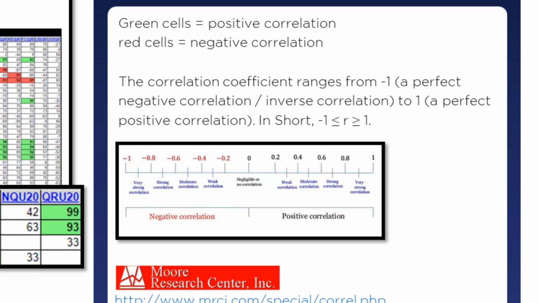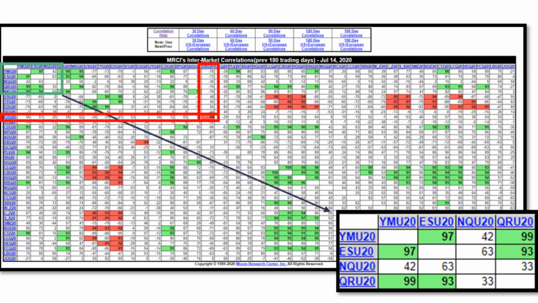The red and green highlighted numbers are correlation coefficients of futures markets that are either highly positively correlated or highly negatively correlated. Green being a correlation coefficient of 0.9 or greater, so 90% or greater, while red is a coefficient of -0.9 or lower, so -90% or lower.